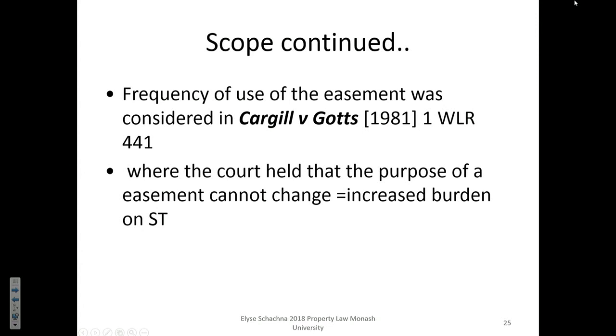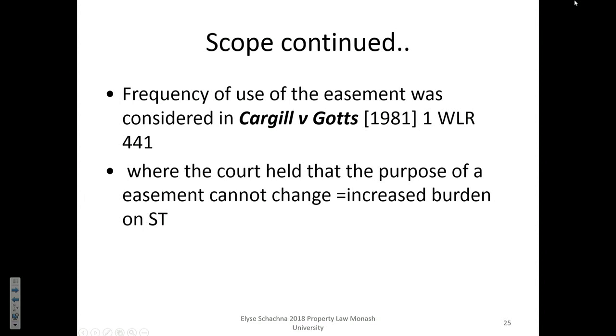We might also get a question that doesn't just deal with validity of an easement. We might be told there's a valid easement, but there might be a question that deals with scope. And the 2 cases that I want you to consider when dealing with issues of scope, so the parameters of how far that easement can extend, are Westfield and Cargill and Gotts. As I mentioned, Westfield deals with registered easements, Cargill and Gotts non-registered easements.